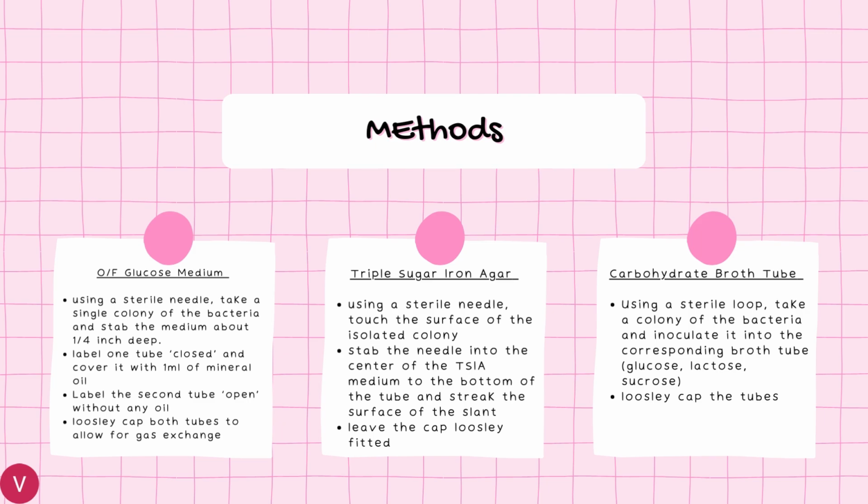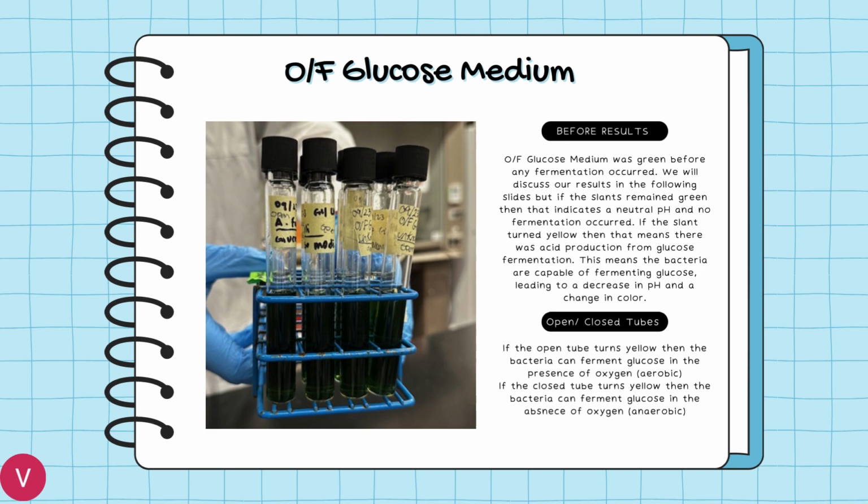Lastly, for the carbohydrate broth tube, we used a sterile loop, and we took a colony of the bacteria and inoculated it into the corresponding broth tube, which was either glucose, lactose, or sucrose, and we also loosely capped the tubes.